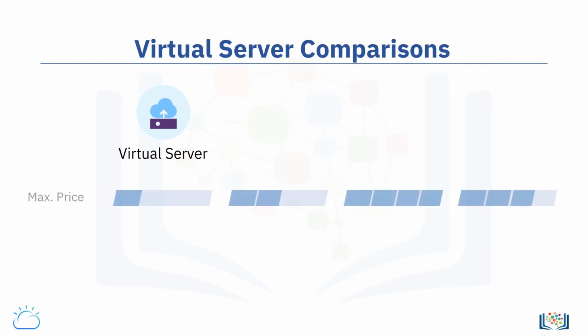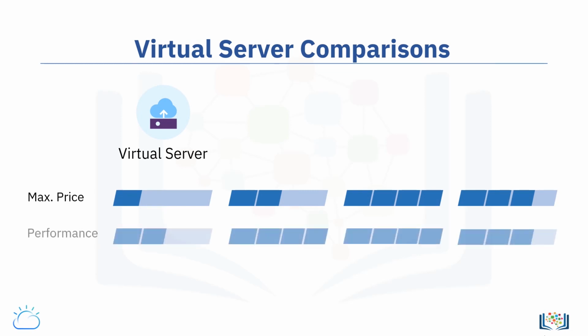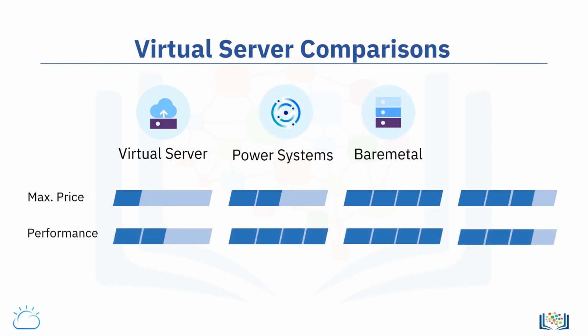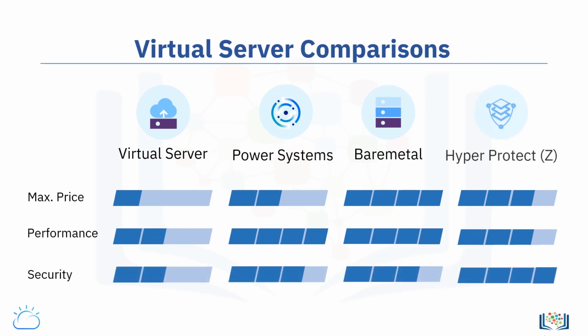Let's go ahead and compare these virtual server offerings. Unsurprisingly, the virtual server option is the cheapest. In terms of performance, the power systems and bare metal had the most to offer. And in terms of security, it's hard to beat the Linux 1 offering. Up next, we're going to go ahead and configure, create, and connect to a virtual server instance.